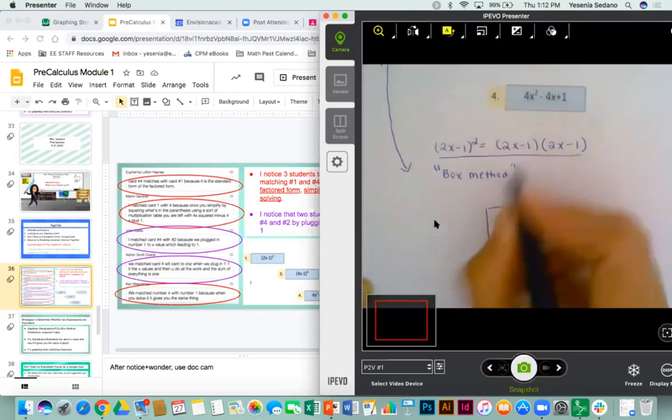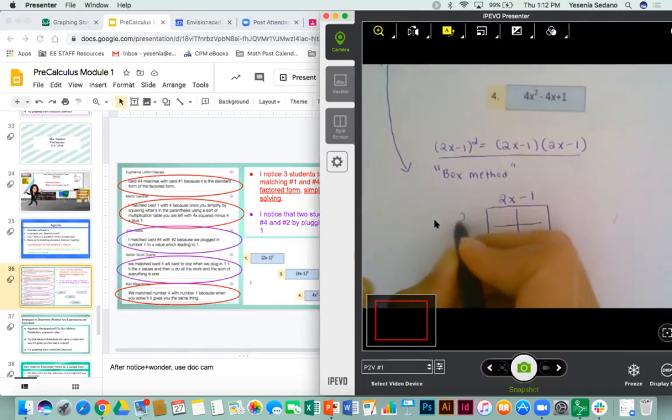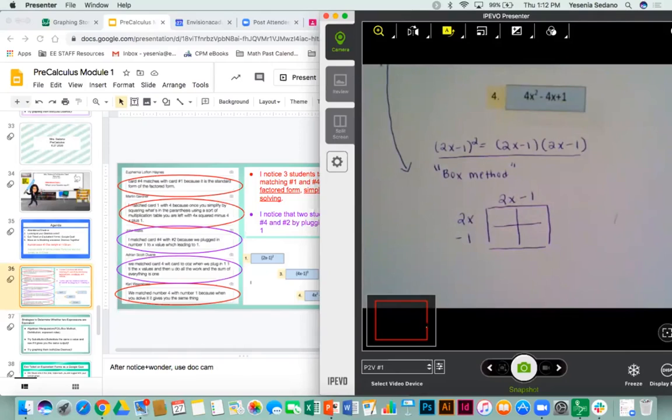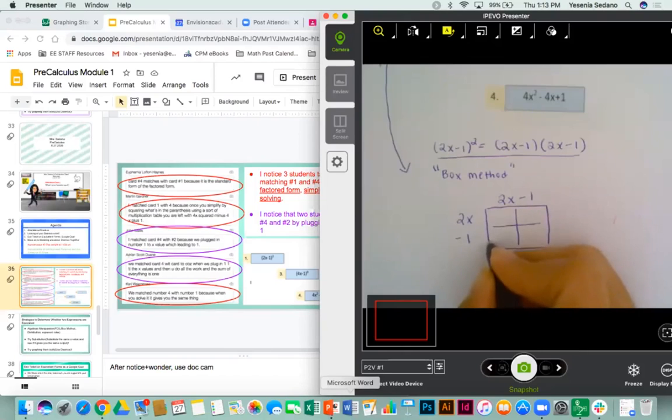You're going to draw a little box like this. And for the top one, I'm going to put 2x minus 1. Over here on the side, 2x minus 1. By the way, there's construction happening. I live in an apartment. The walls are thin, so I'm sorry if you hear a lot of noise.